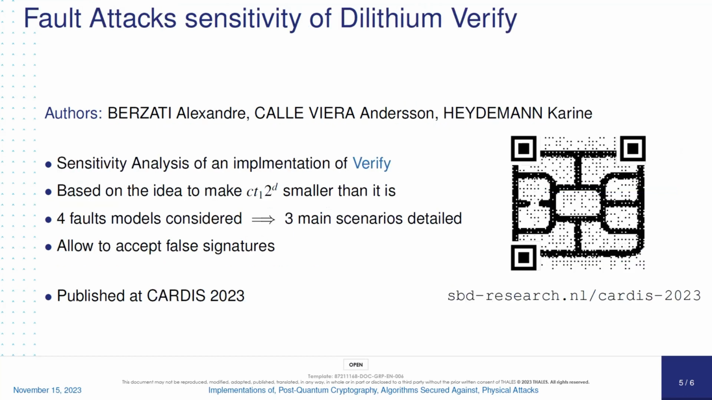Just to recap, we also did a sensitivity analysis on the verification algorithm. Here we show that you have to make sure that the vector c times t1 times 2 to the power of d is not smaller than it needs to be. Otherwise, false signatures can be accepted through the use of fault attacks.